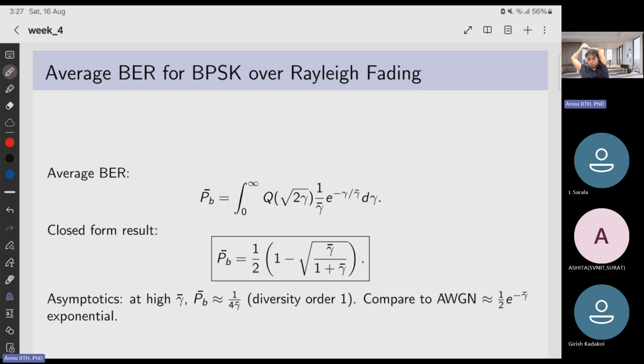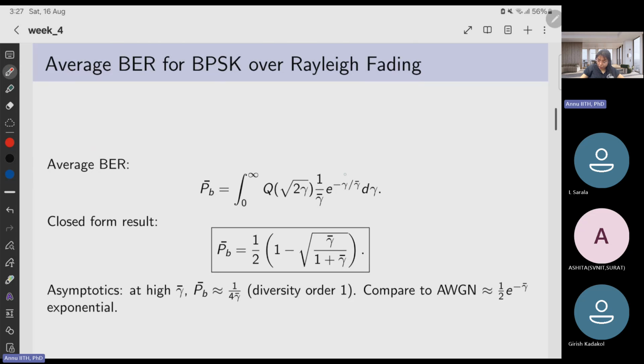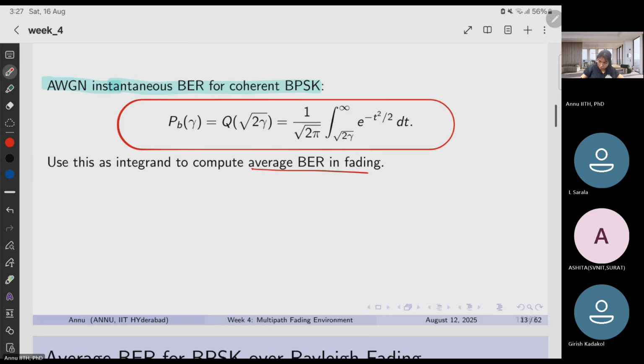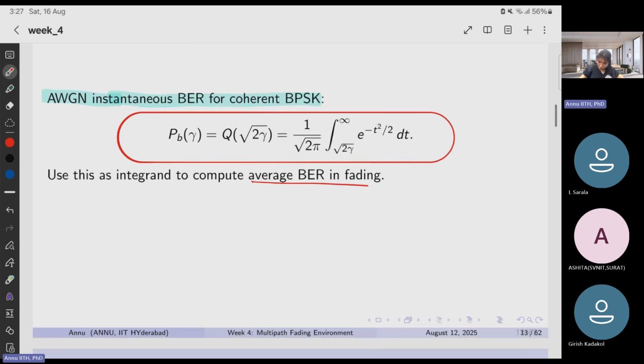Average BER for BPSK over Rayleigh fading. The average BER PB is equal to the integration from 0 to infinity of Q of root 2 gamma multiplied by 1 by gamma bar e power minus gamma by gamma bar d gamma. So how did it come? This is nothing but the PDF. If you integrate this, you'll get this.